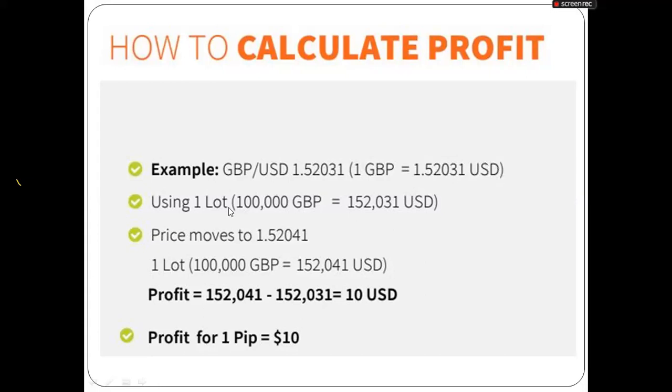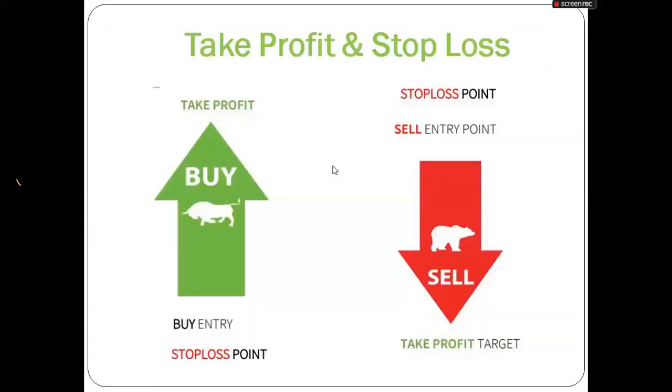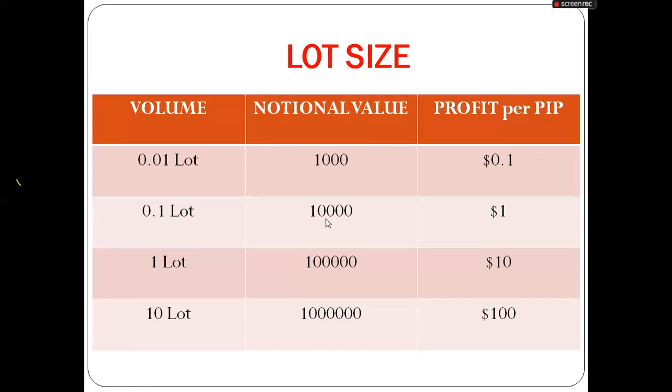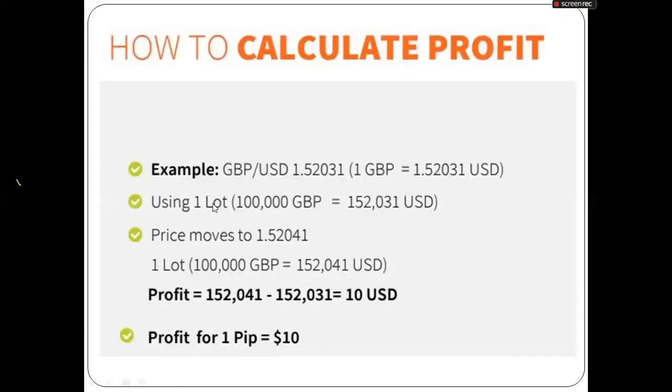Now, using one lot, if you go back to what we did before, one lot is equal to 100,000 notional value. So let's come back. Just to show you this so you can understand. Using one lot, 100,000 notional value of this. If you multiply 100,000 by this, you're going to get this. Remember, 1 unit of GBP is equal to 1.52031 of USD.